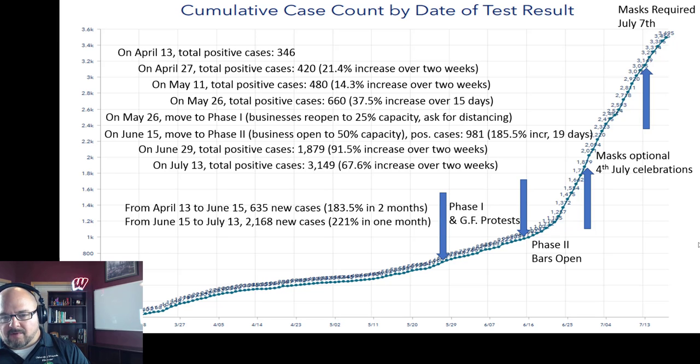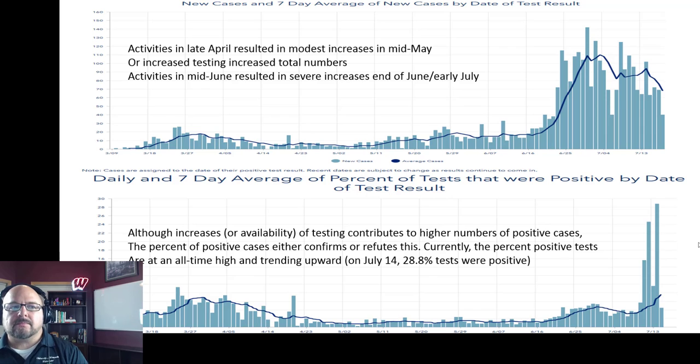But let's look even further into the data. You can see here, based on my arrows and what I put in here, some of the things we were seeing. So I've got two charts here. I've got one with new cases with a 7-day average on the top, and on the bottom I've got the percent of tests that were positive by date. So what you may be saying, and rightfully so, is that the more tests you have, the more positive potential you have. That is true.